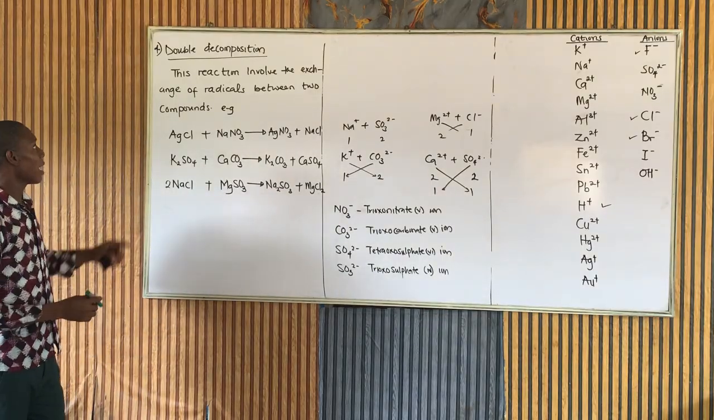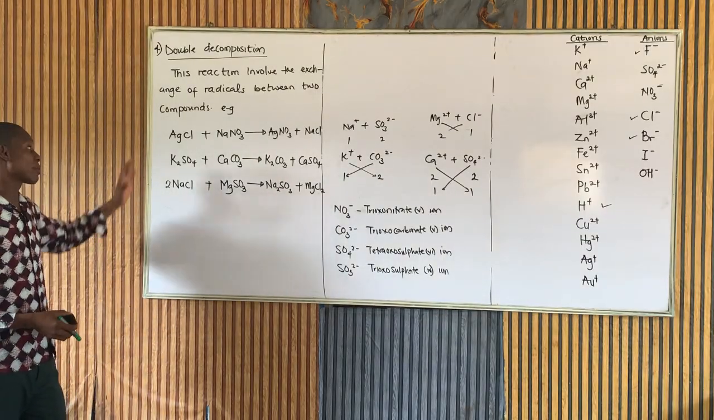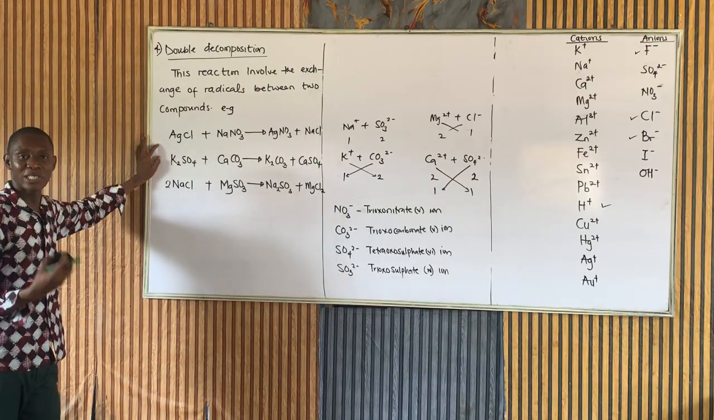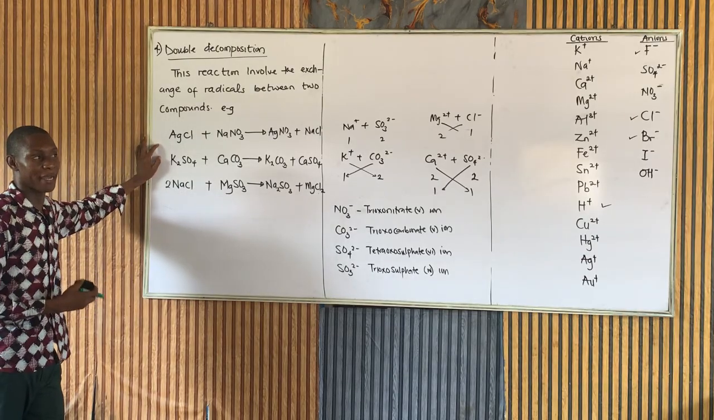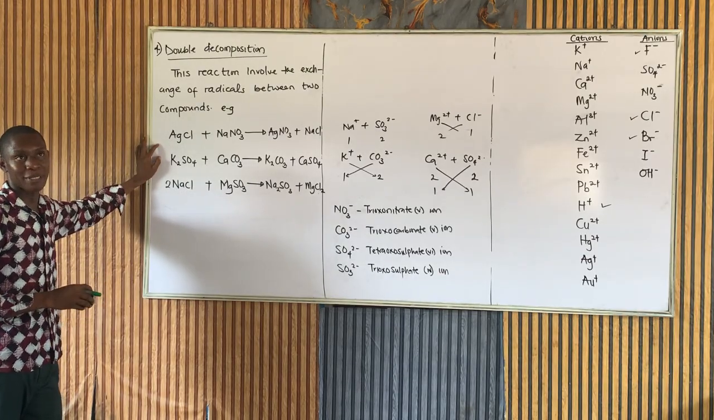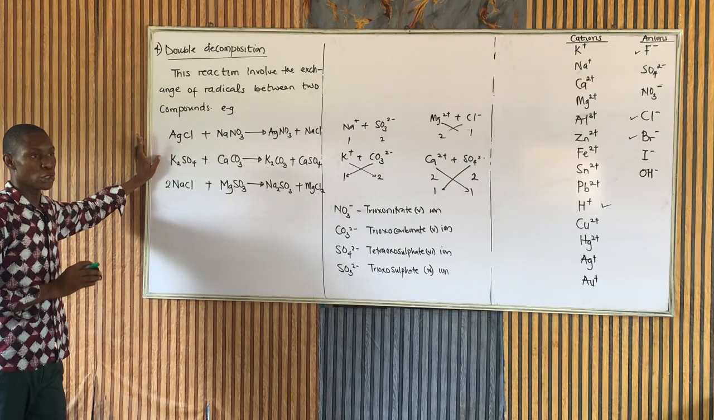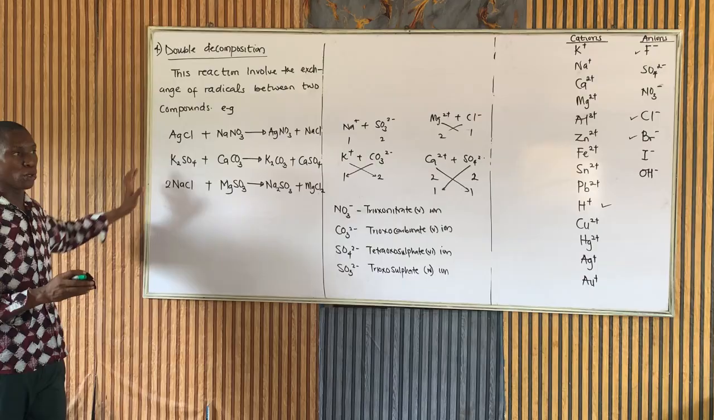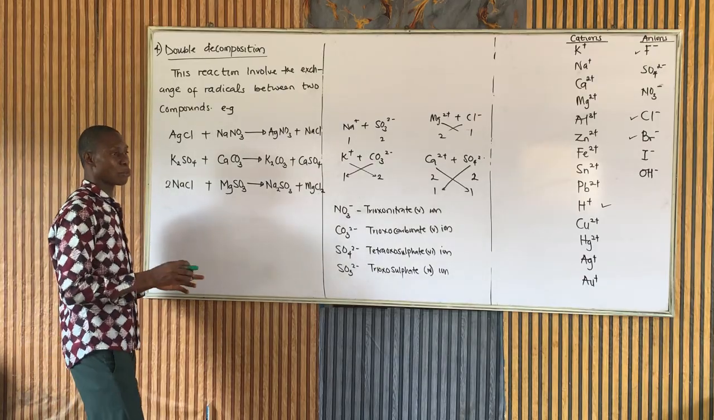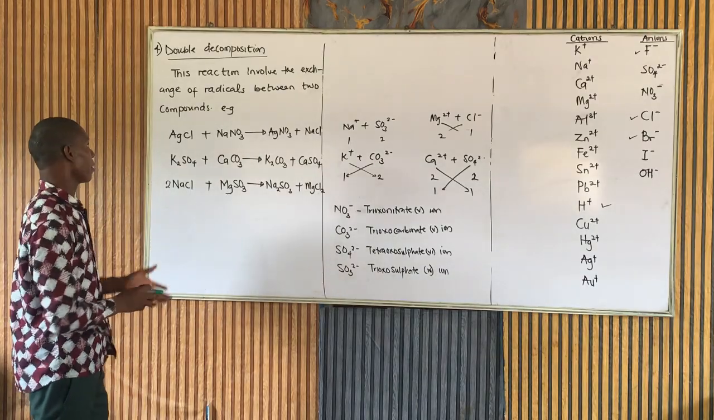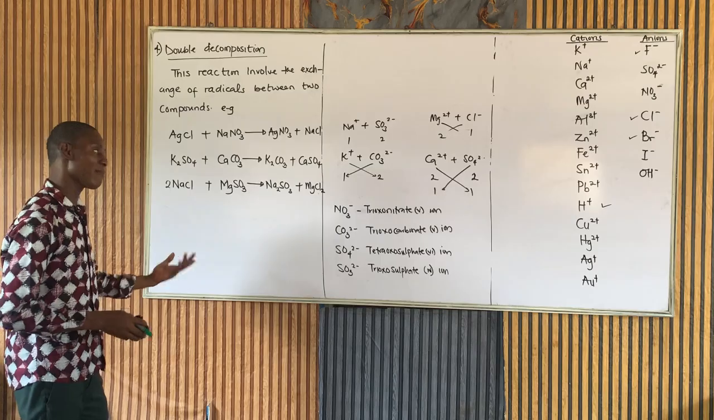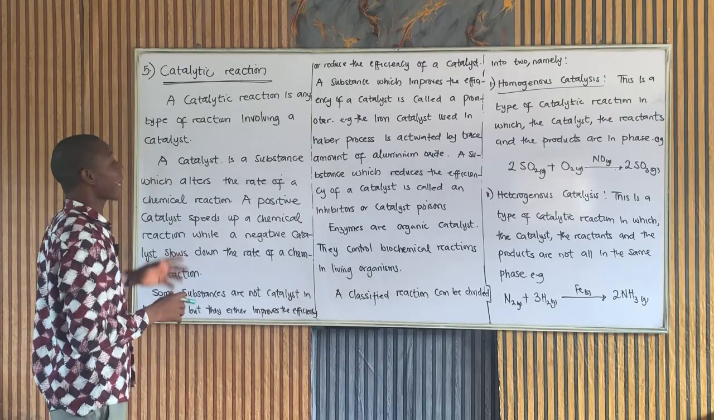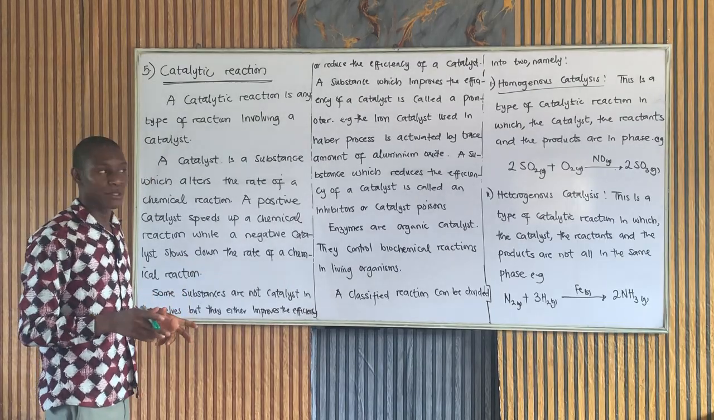So that's now about the double decomposition. This is so important at times. The knowledge is needed in precipitation reaction. But I don't want to talk about that because you also need to know soluble salt and insoluble salt to know which compound will precipitate and which one will not precipitate and all that. But this is double decomposition and quite easy. So, catalytic reaction.